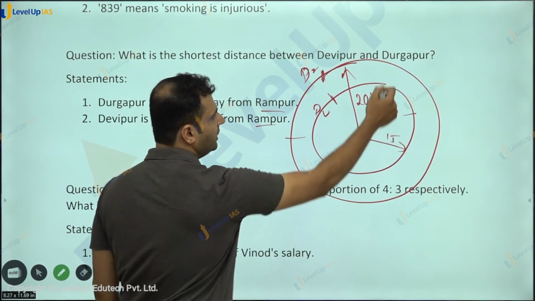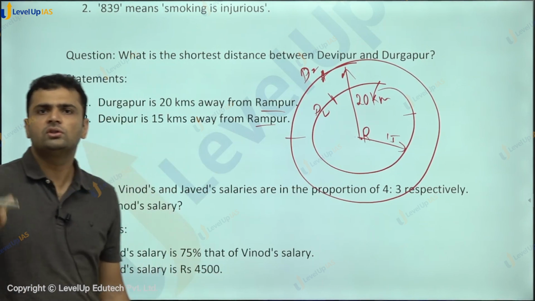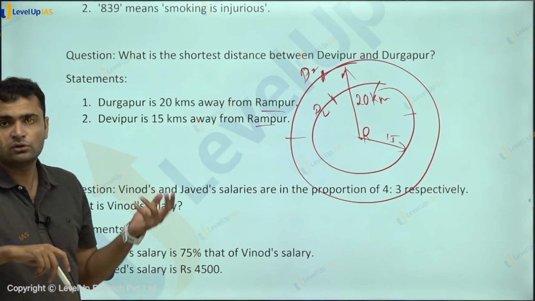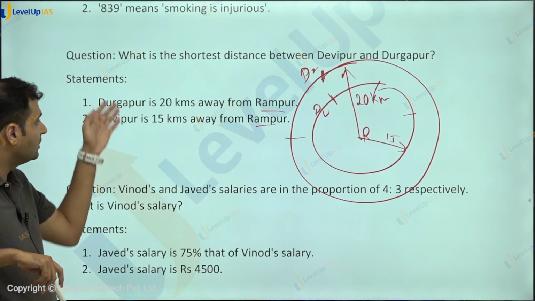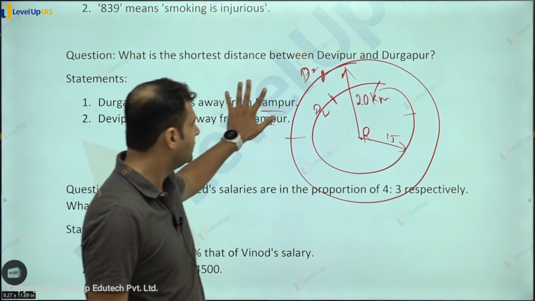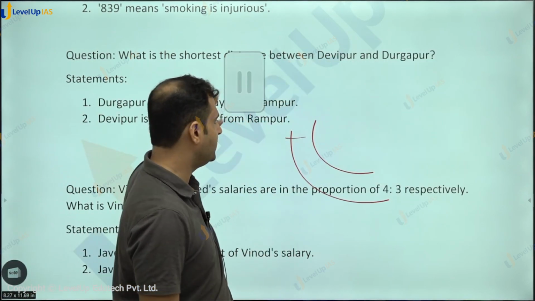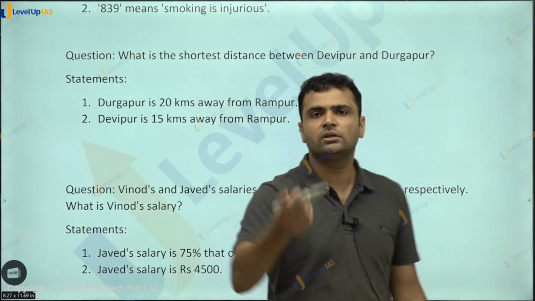So there are infinitely many places where these two villages or cities can be. So the distance between them cannot be determined because it can be anywhere. So the answer is, even with combining both the statements, information is not sufficient because they could be anywhere on the circles.